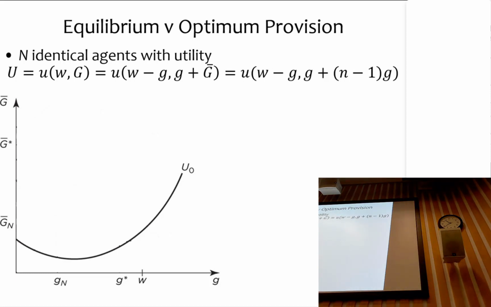This graph has two axes. On the horizontal axis, we put little g, our contribution to the public good. And on the vertical axis, we put the contributions of all others to the public good, G bar. And then this curve here is an indifference curve. This is where utility is constant. And what we would like to provide is, I mean, the public good means something to us, right?